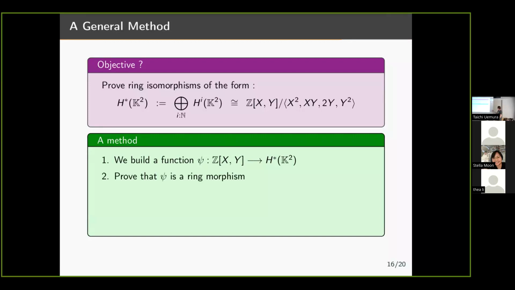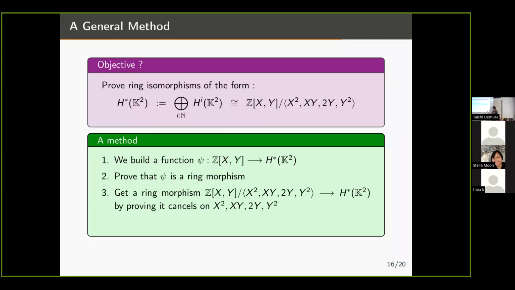So basically, we start by building a function, C, from the multivariate polynomial ring, not yet quotiented, to the cohomology ring. Then we prove that C is a ring morphism. And the point of doing this at this level is that we just need to prove that C cancels on the different elements in the finitely generated ideal to get a ring morphism on the quotient. This way we can handle quite nicely the ring morphism part, which is hard to get directly on the quotient. And then we can just define directly an inverse and prove it's an inverse left and right.